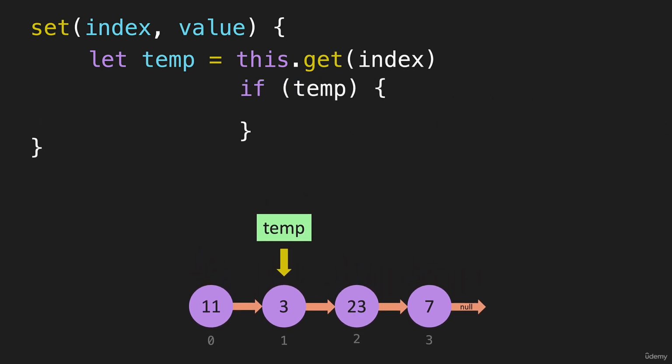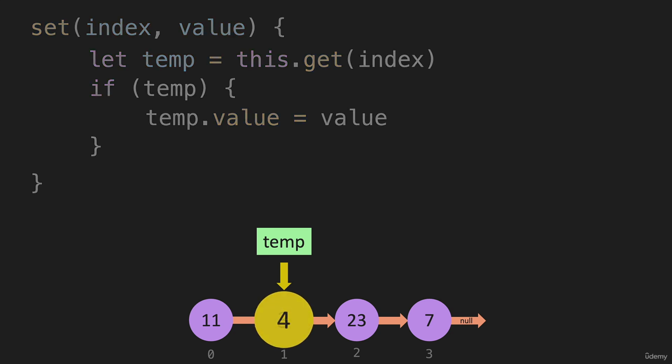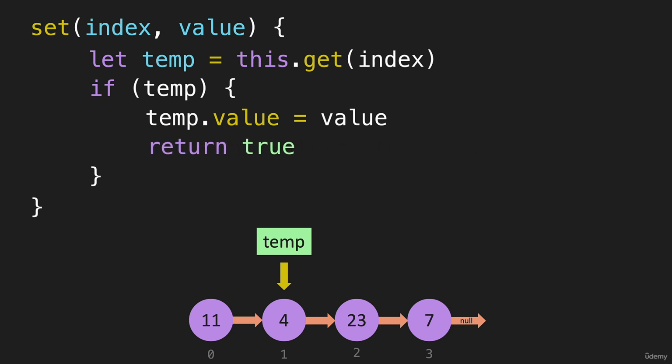We'll do this with an if statement. We'll just say if temp. And this is true if temp is pointing to a node. And then we say temp.value equals the value that we passed to the set method. In this case, we had this equal to 4, and that changes that 3 to a 4. But there's one other thing we have to do inside this if statement. We need the code to stop running at this point, so we need to have a return statement, and we will return true that we were able to change that value.